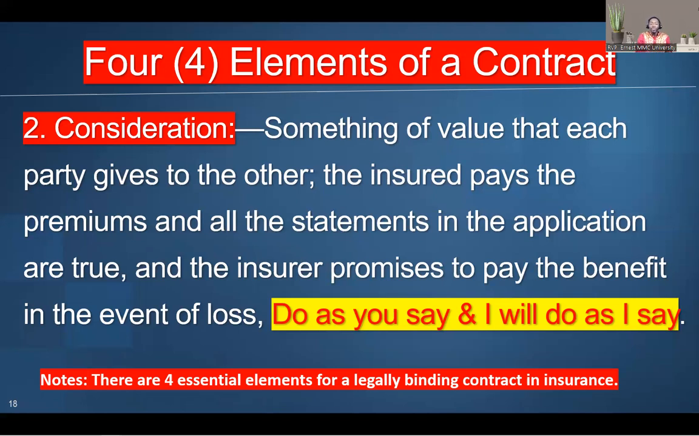But you, as the insured or the policy owner, you don't promise to pay your premium. But in order for the insurance company to consider you, you got to pay your premium on time. Okay, but you have to make sure you do it.